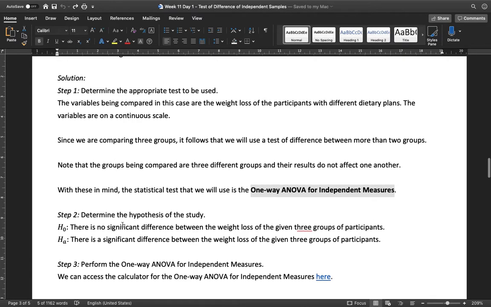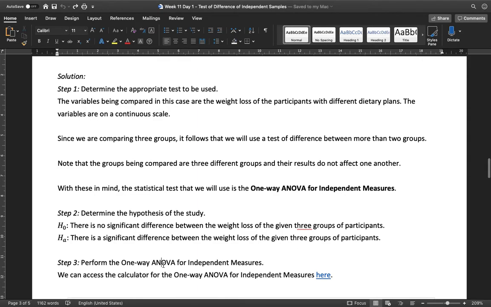Anong hypothesis natin? There's no significant difference between the weight loss of the given three groups of participants. Null, walang significant difference. Alternative, there is a significant difference. So, yan. To-check natin yung p-value from the test kung i-reject ba natin yung null hypothesis or hindi.